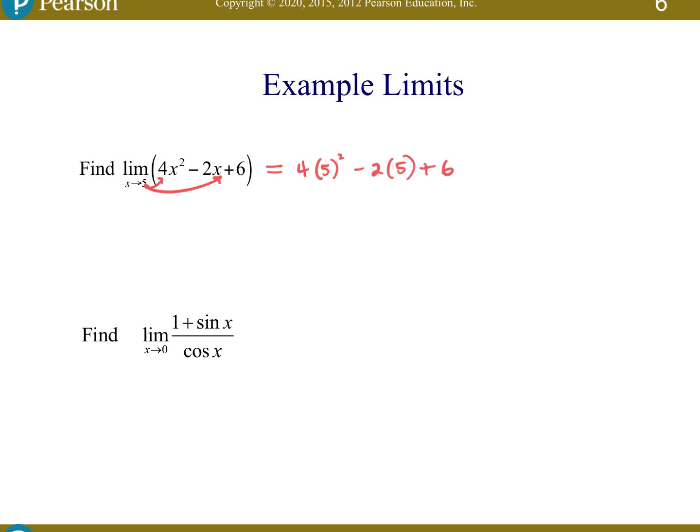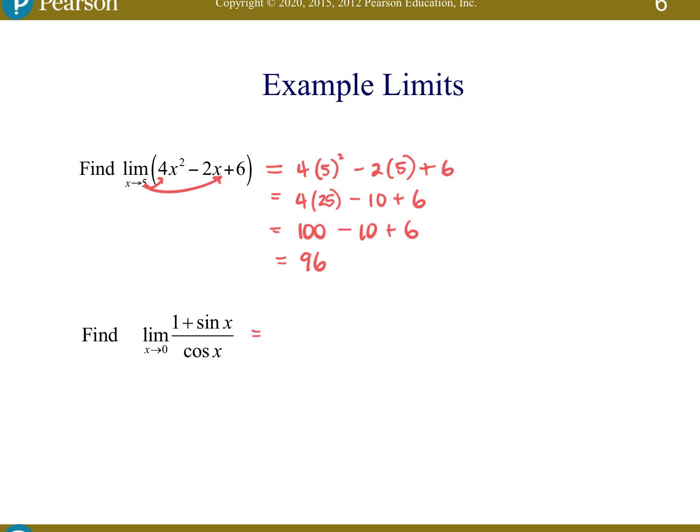And so then we'll be evaluating this. So that'll be 4 times 25 minus 10 plus 6. So we're looking at 100 minus 10 plus 6. So we're looking at 96 is the value of that limit. And that would mean from both the left and the right-hand side, the value is going to be 96.